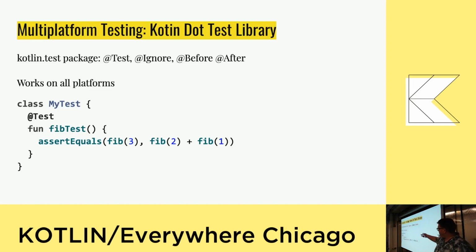So you can see in this slide an example of a basic test using kotlin.test, which will look familiar to most people. The fib test function would be compiled into a JUnit compatible test and into a Mocha compatible test.